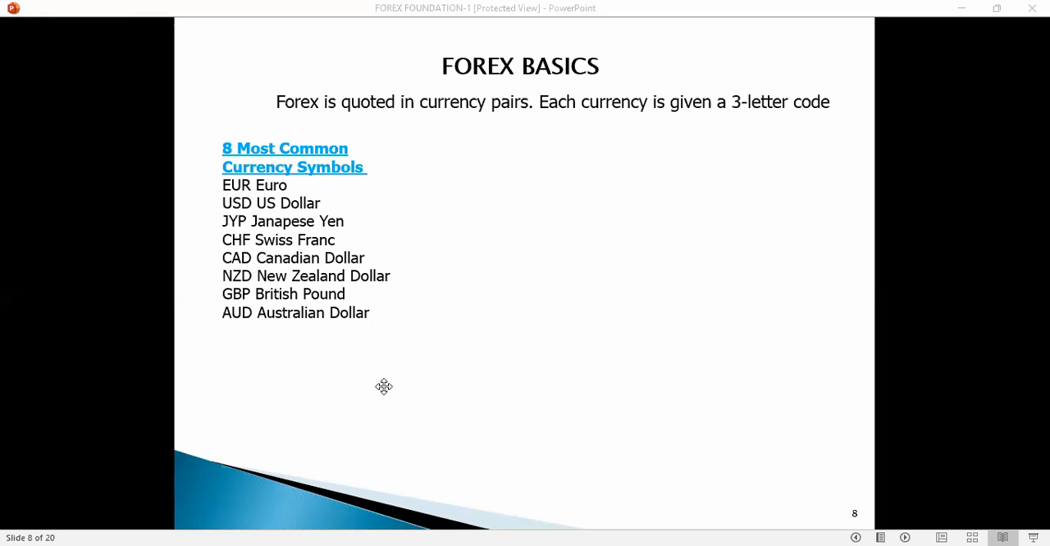Now we have euro. Euro is written as EUR. Please jot all of these things down if you are totally new. EUR is known as euro. USD is the symbol of US dollars. JPY stands for Japanese yen. Swiss franc stands for CHF. Canadian dollars is CAD. NZD stands for New Zealand dollar, while GBP is British pounds, and AUD stands for Australian dollars. I hope this is clear.